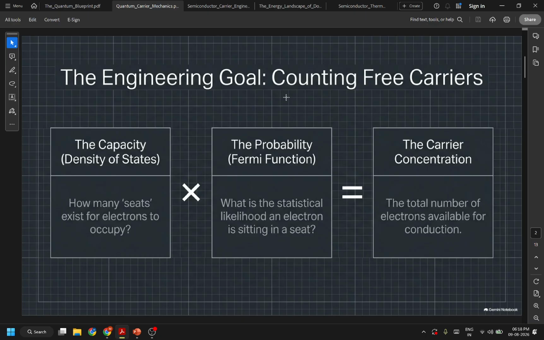So our goal is counting free carriers. We had studied that the carrier concentration is given as a multiplication of the density of states and the Fermi function. That is, how many seats exist for electrons to occupy, and what is the statistical likelihood an electron is sitting in a seat. It gives us the total number of electrons available for conduction.